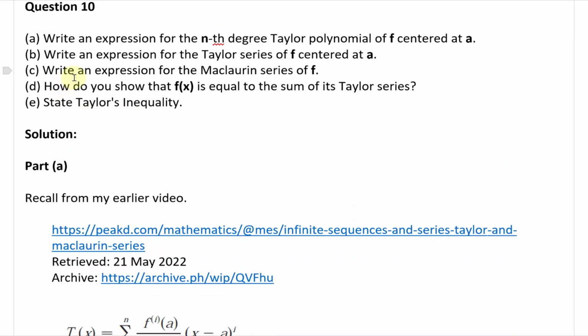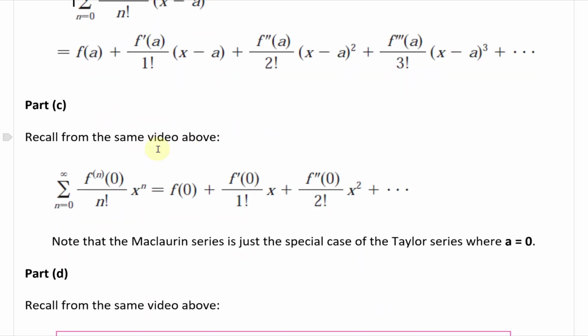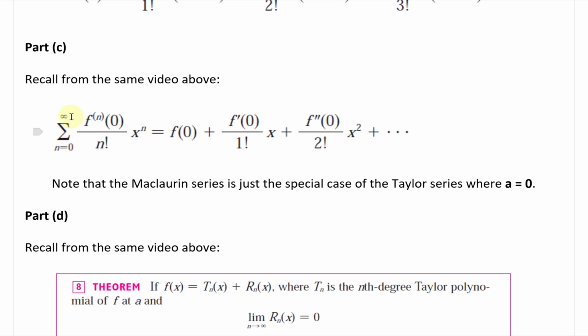Alright, so now let's look at part C. Write an expression for the Maclaurin series of f. So part C, recall from the same video above. You have the summation from n equals 0 up to infinity of the nth derivative of f at 0. The only change is A is equal to 0 for the Maclaurin, just a special case, and then divided by n factorial times x to the power of n.